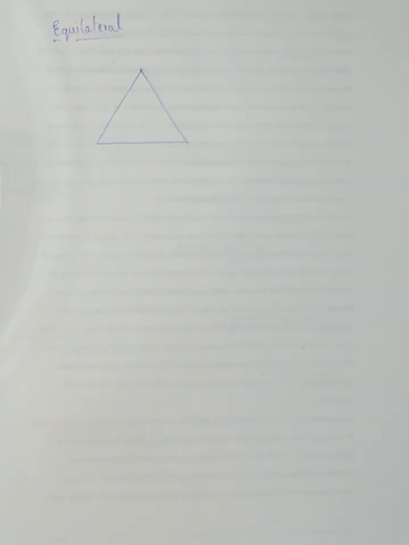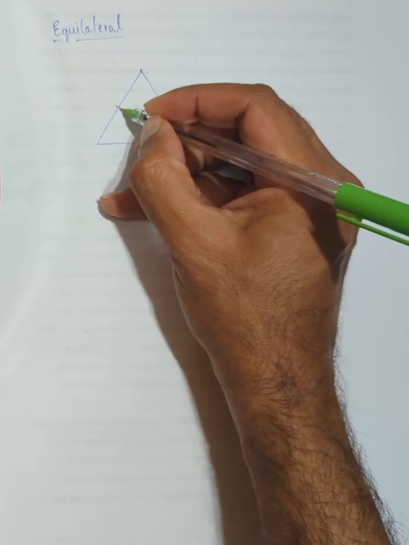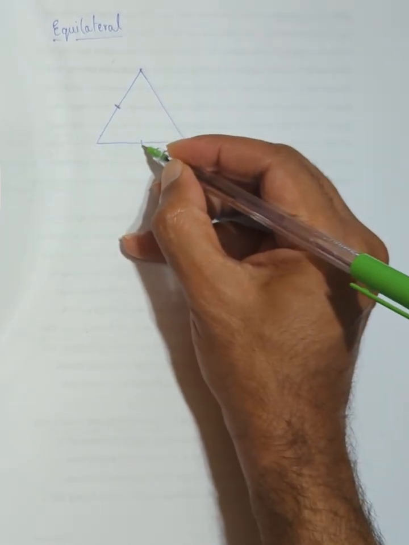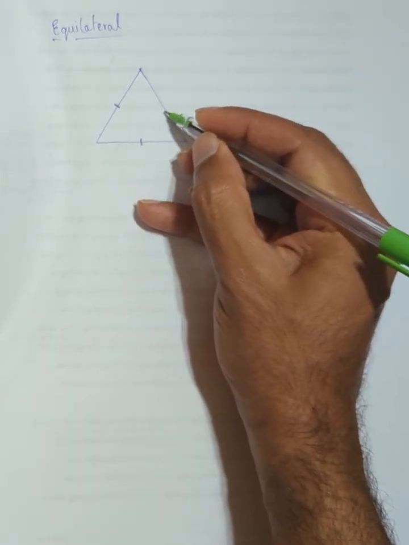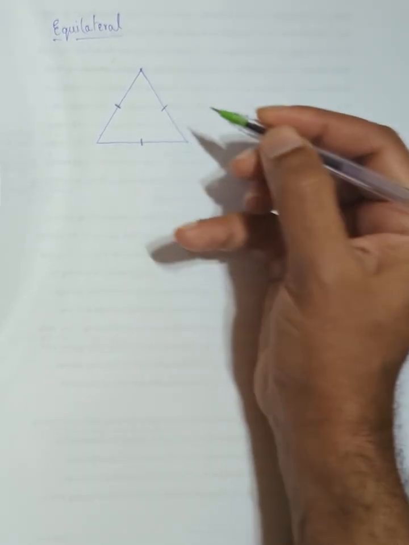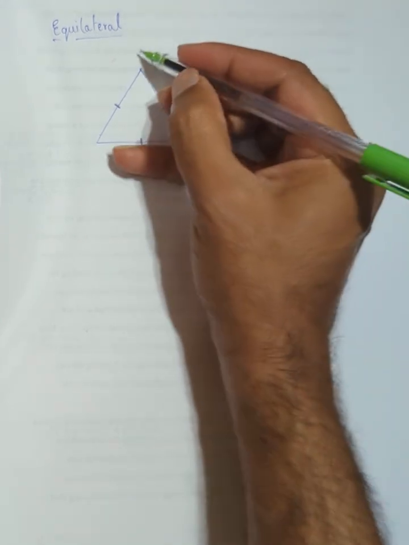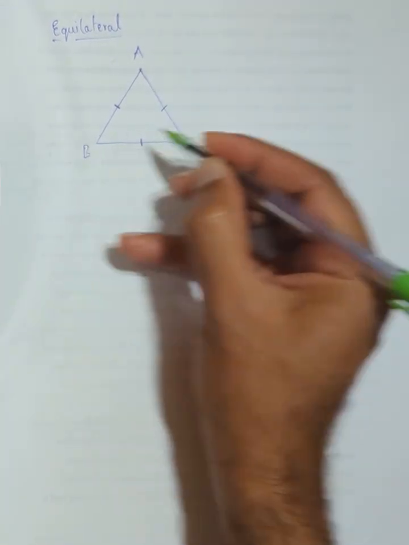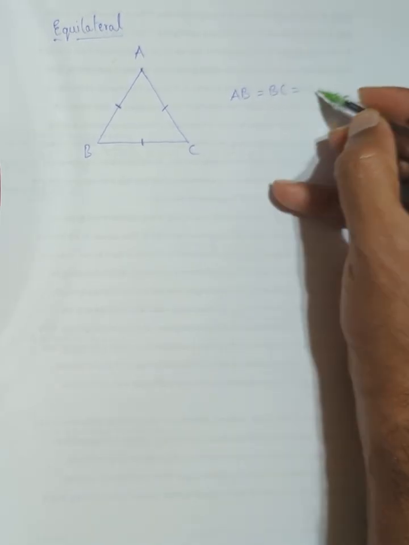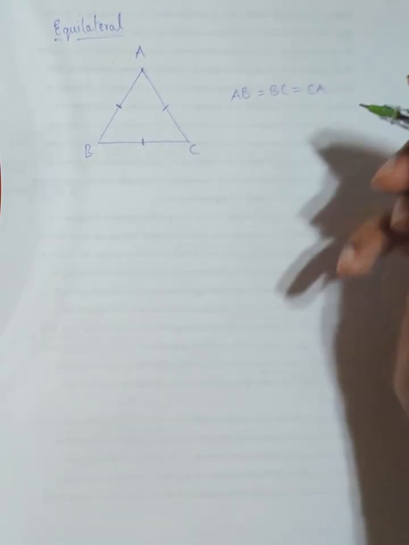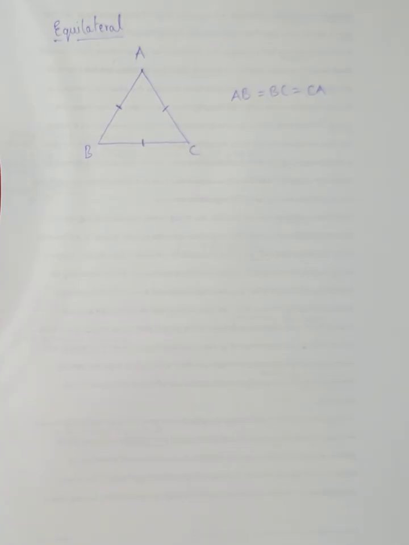And how do we denote equality of sides? Well, we use tick marks. So if I put a tick mark on that side and also the same tick mark on this side and this side, what I'm claiming is all these three sides. So let's say ABC, then AB is equal to BC is equal to CA. So that's what it means. An equilateral triangle is a triangle that has all sides equal.